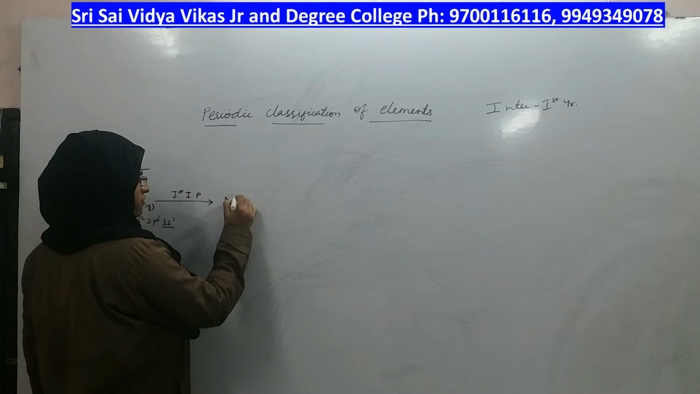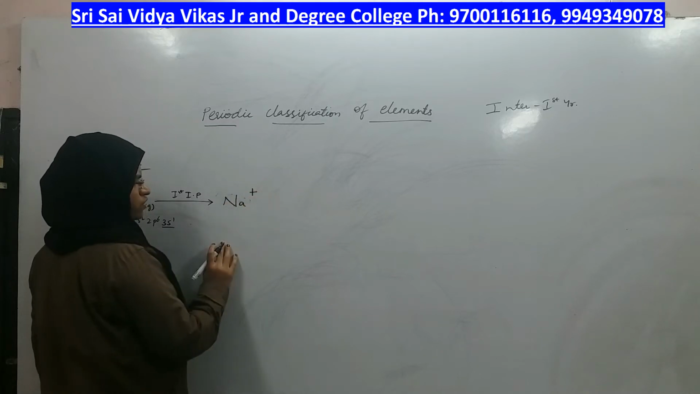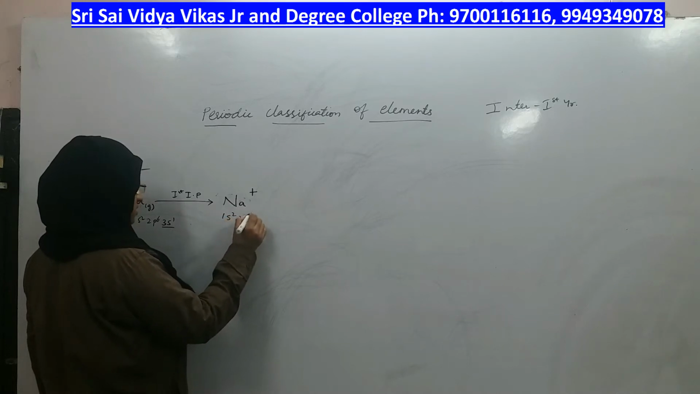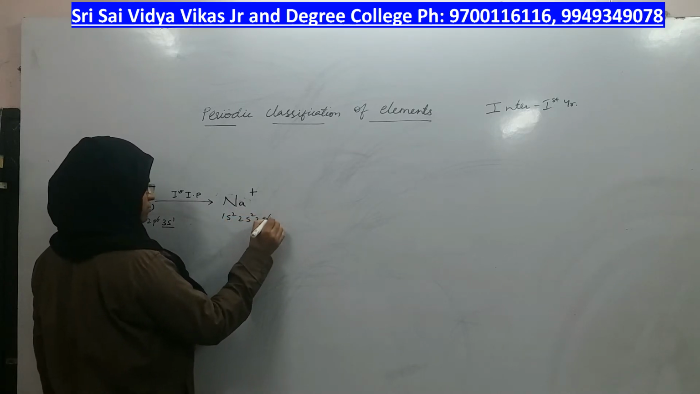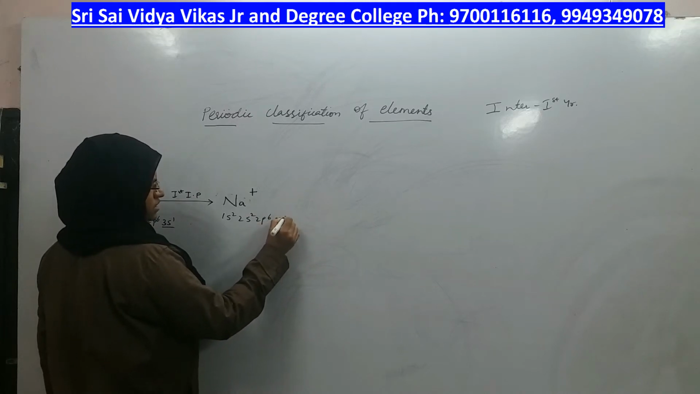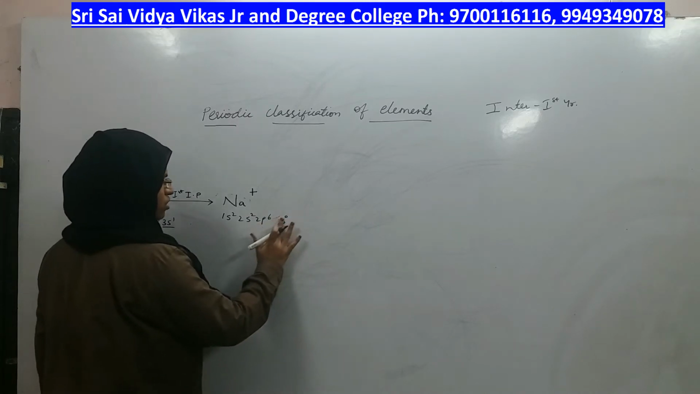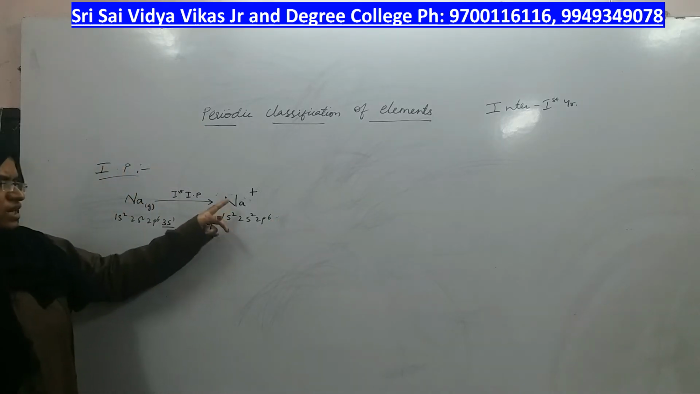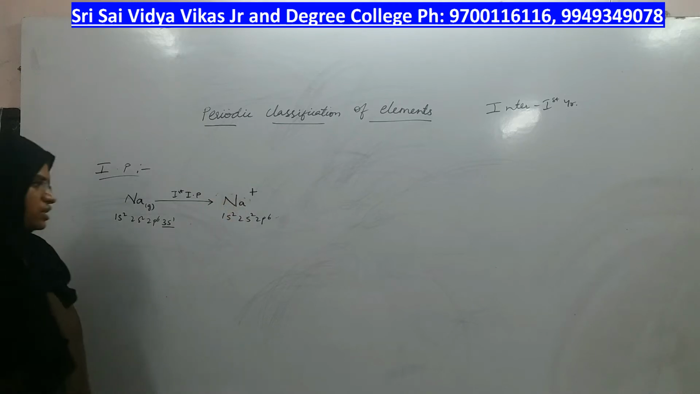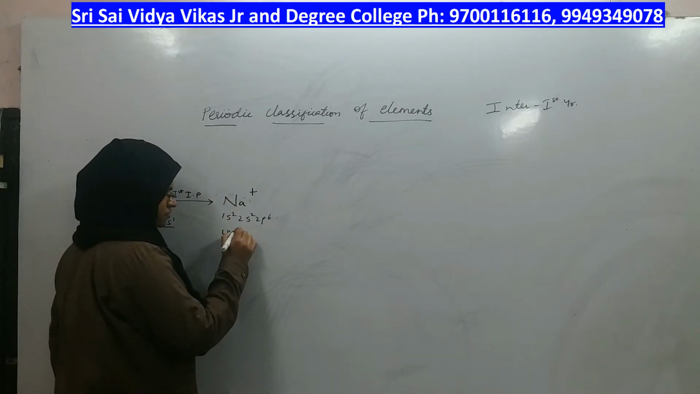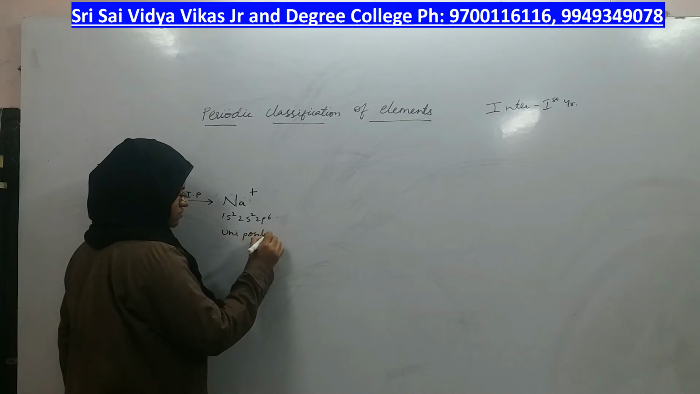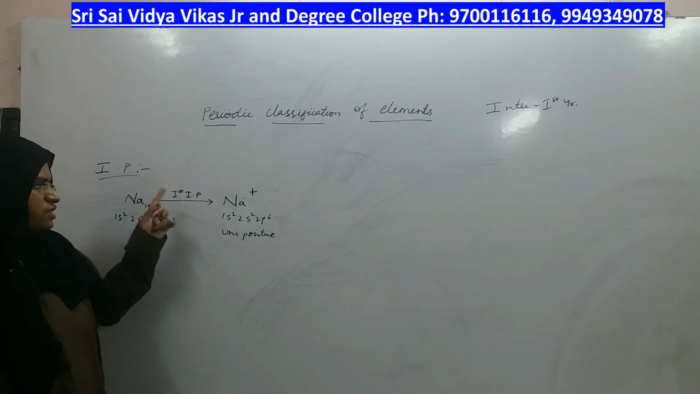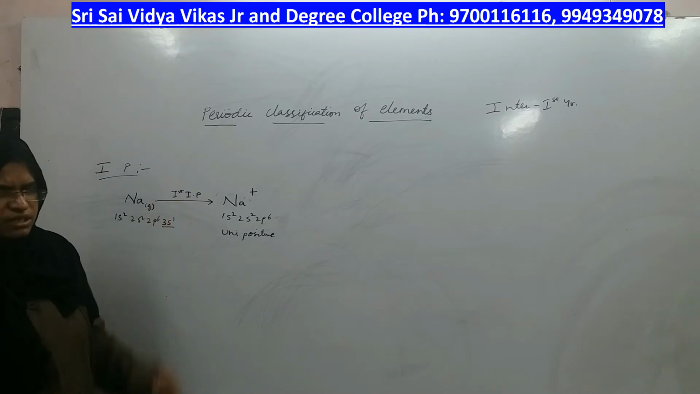So if one electron is removed from sodium, you will get the Na+ ion, and the configuration of that Na+ ion will be the same except for the last electron, leaving 2p6. In 3s there is no electron, so whether you write it or not doesn't make any difference, so let us omit that. So you get the Na+ ion, which is a unipositive cation. To get the unipositive ion, the energy you need is called the first ionization potential.